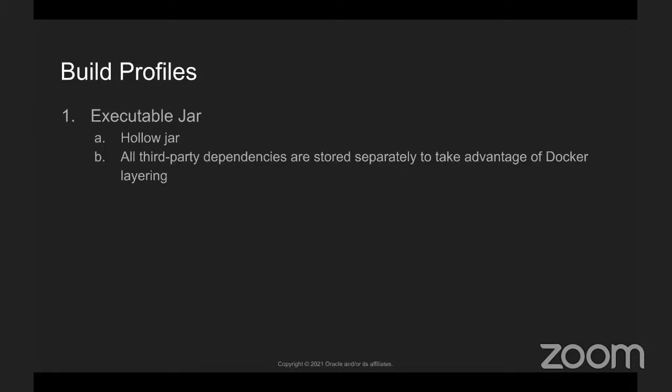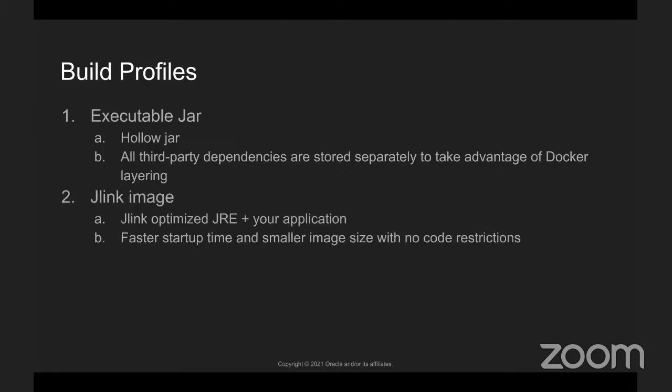Yes. So at the end, what does the user actually get? First of all, we have several build profiles, and one of them is the executable jar. That means that we have a hollow jar. The code is there, and all third-party dependencies are stored separately to take advantage of Docker layering. So if you run a Helidon build tool, it will only compile the things you need and build it with Docker. If there are some special Docker profiles there, it will build only your stuff and not download everything again and again, and create Docker images for you with libraries.